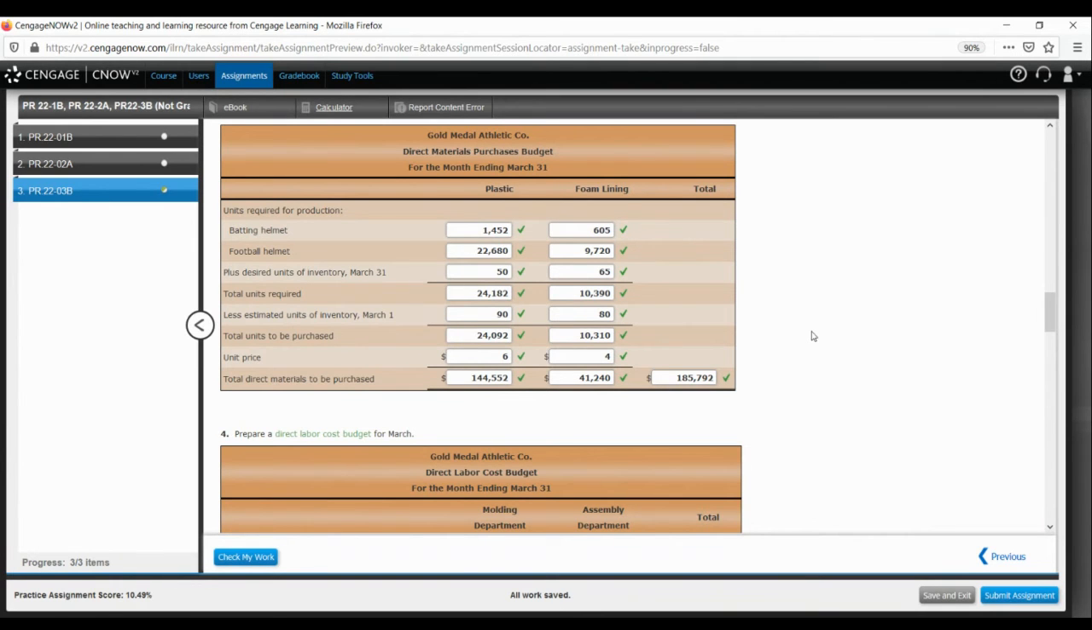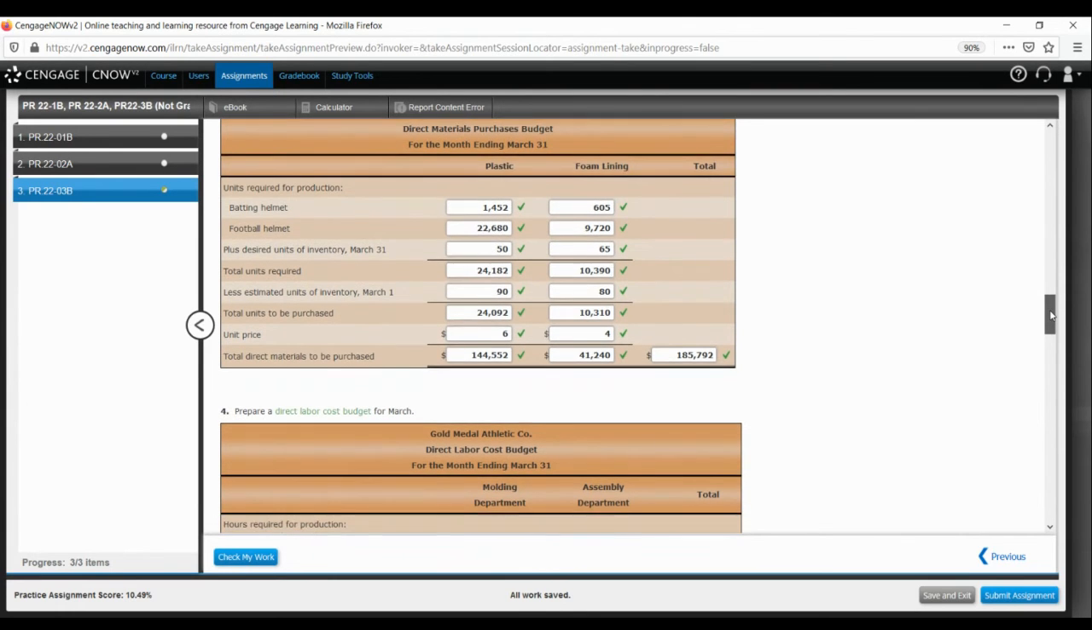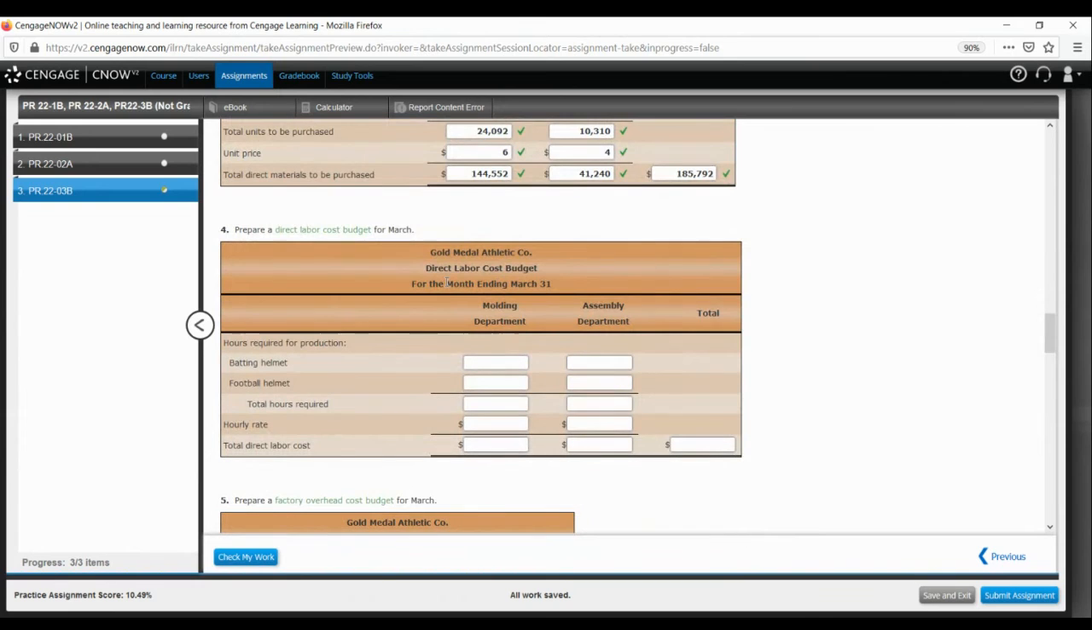Remember your manufacturing costs that we've talked about in class. This is the direct materials amount that you're expecting to purchase, and the other manufacturing costs are going to be your direct labor and your factory overhead. So your direct materials, your direct labor, and your factory overhead are your manufacturing cost. After you've prepared the direct materials purchases budget, we're going to prepare our direct labor cost budget.